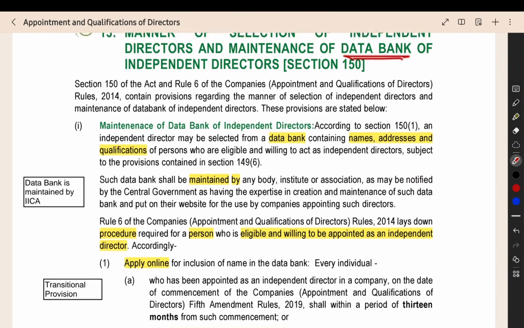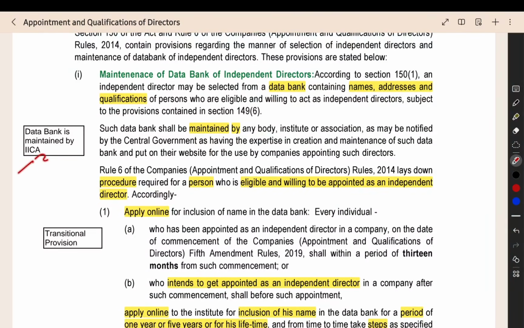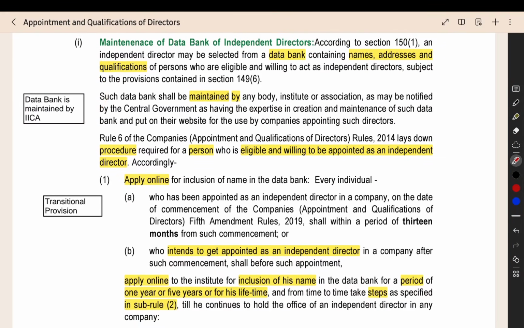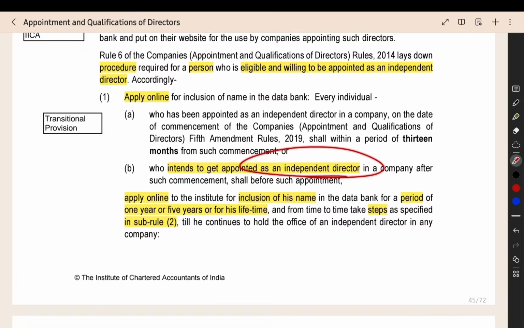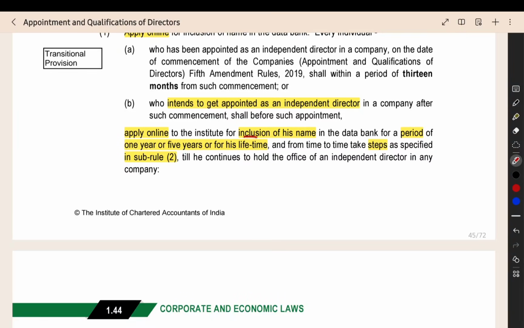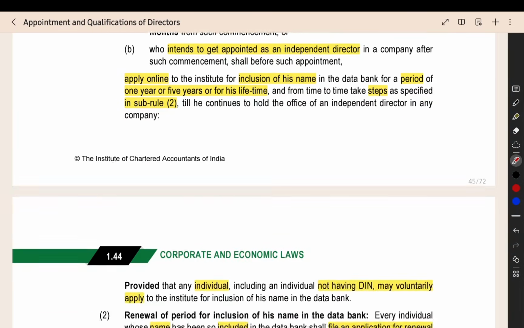This data bank will be maintained by the Indian Institute of Corporate Affairs. So that will be maintaining the data bank. And if you want to enroll into the data bank, your name should be included in the list of independent directors. Then you can make an application. You have to make an application if you want to get appointed as an independent director. Your name will be included. When you are making the application, you have to specify you are making the application for 1 year.